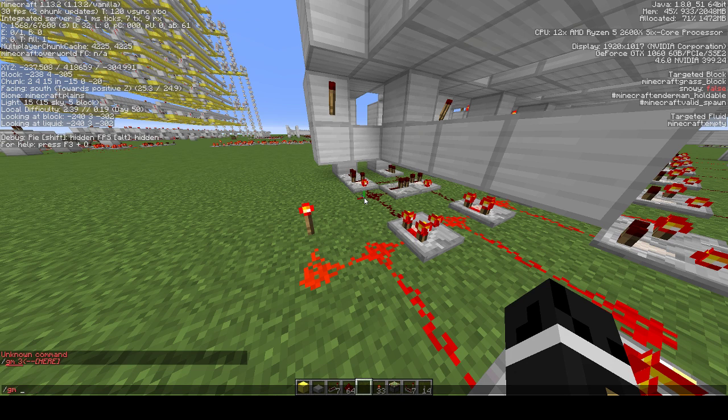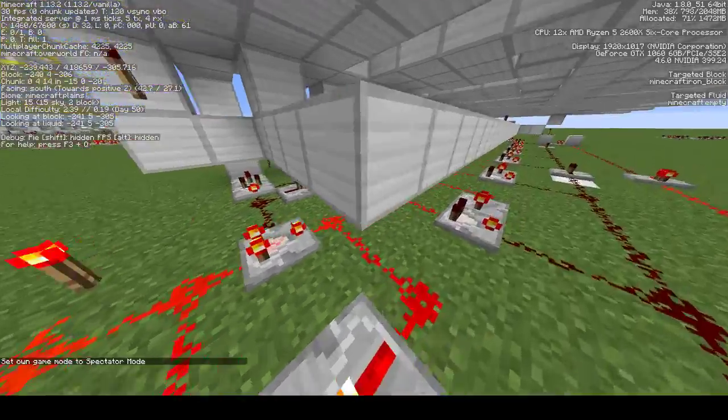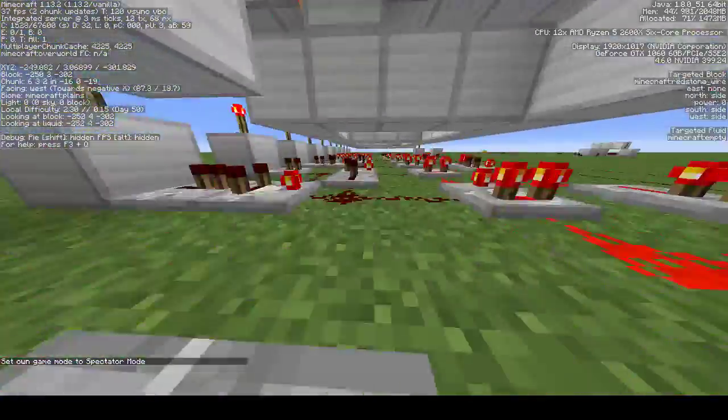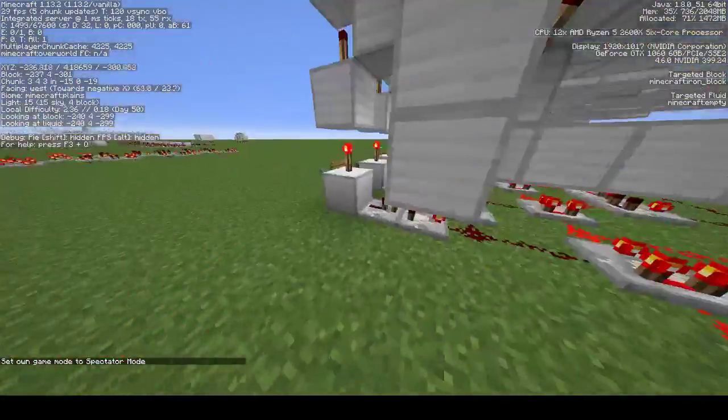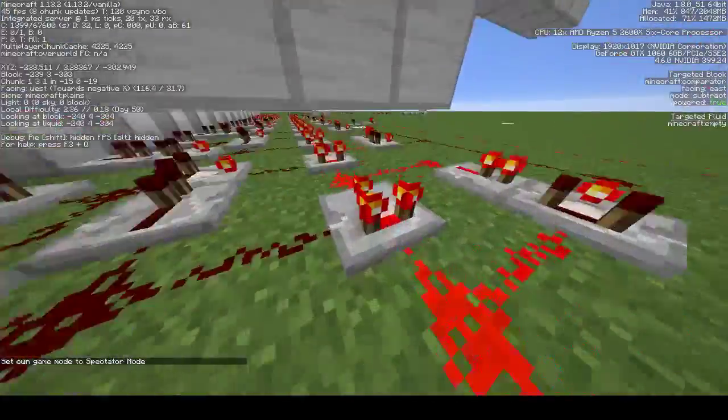Oh wait, why am I doing G? I play too much of other things. God, I play on too many servers with World Editor and all those plugins.